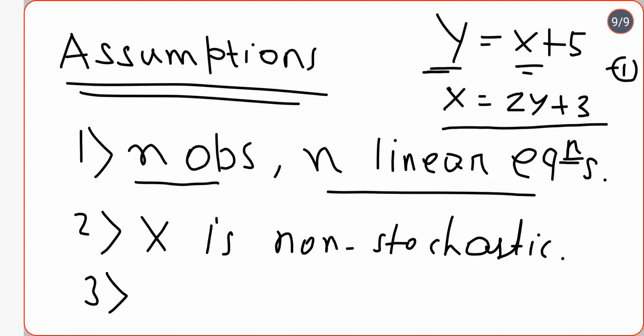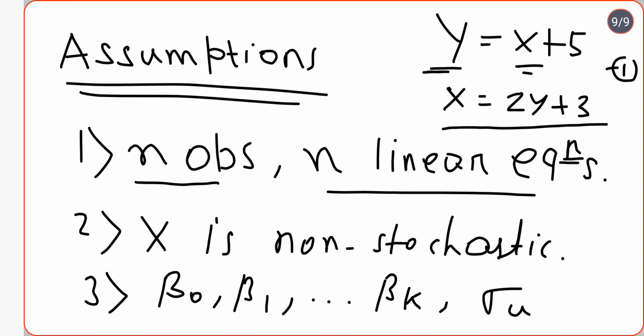Number 3 is that how many parameters are there in the model? Beta 0, beta 1, and it continues up to beta k. So there are total k plus 1 parameters, but there was another parameter that was also in the model, that is sigma u square, which is the value of the error variance. So the error that we have included in our model has a variance, and the variance of the error term is basically sigma u square.